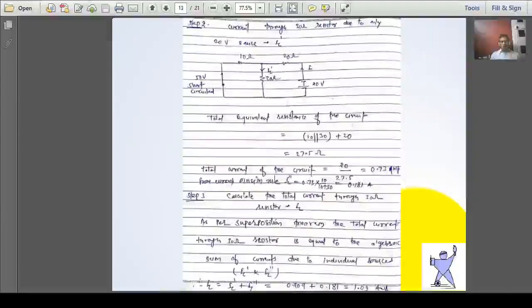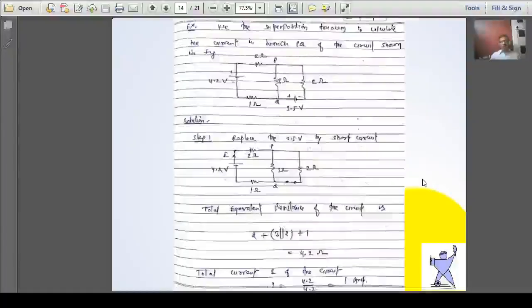So we can say that IL is equal to IL dash plus IL dash dash. So it will give you 0.909 plus 0.181. This is the current when the 50 volt source is in force, and this is the current when the 20 volt source is in force. So the answer is 1.09 ampere. It will flow in the 30 ohm resistor when both sources are working simultaneously. Clear? So now we move on to the second problem.